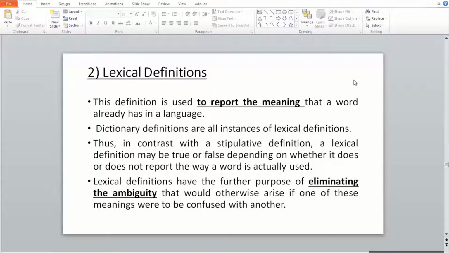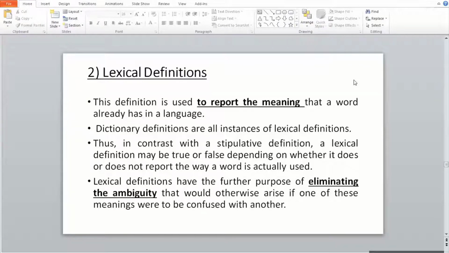All instances or examples of dictionary definition are examples of lexical definition. For example, you can take the Merriam-Webster Dictionary, or you may take the Oxford Dictionary, and other dictionaries are examples of lexical definition.